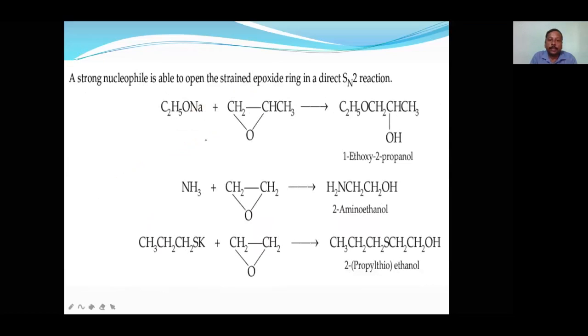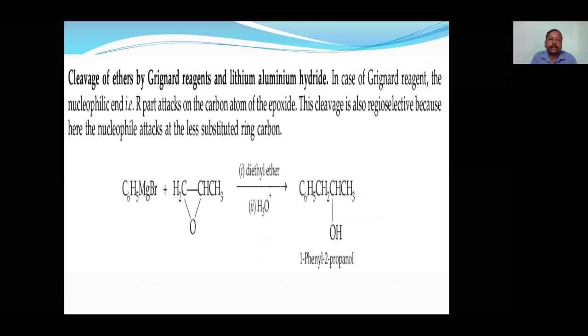So these are some examples: RONa, NH3 and thioether. Everywhere you can see an alcohol will be formed. You can draw it and practice. Now let's see the next. Cleavage of ether by Grignard. Only one more topic is there, so let us finish it fast.